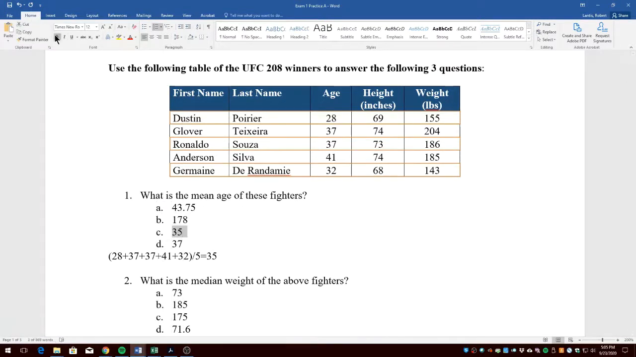The one mistake sometimes people will make is instead of dividing by n, they divide by n minus 1. That's not the case in the mean. That has to do with the variance and the standard deviation. So to find the mean, we simply add all the numbers up and divide by the number of numbers that we had in our data set.